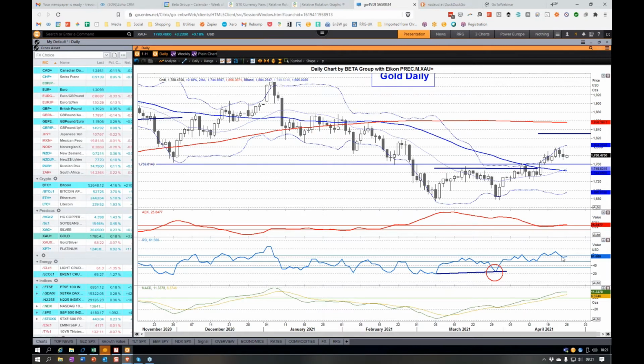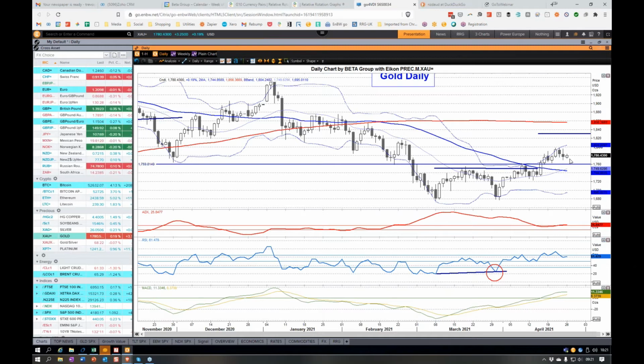The RSI is in the top part of the range here, which is bullish, although we've had those couple of weaker bars. The MACD is positive. The ADX is rising off a low reading, so the trend is now up and it's strengthening. So that's a good message there.